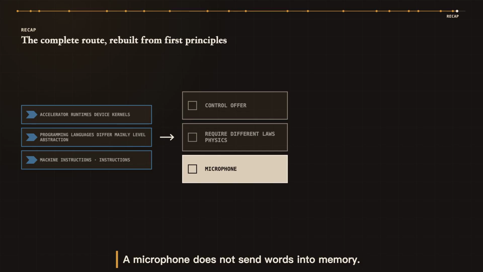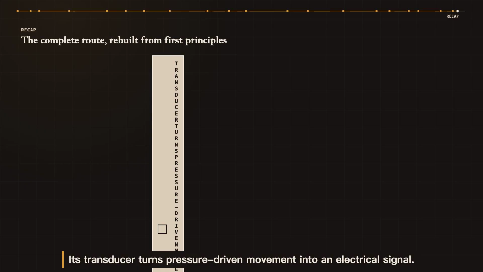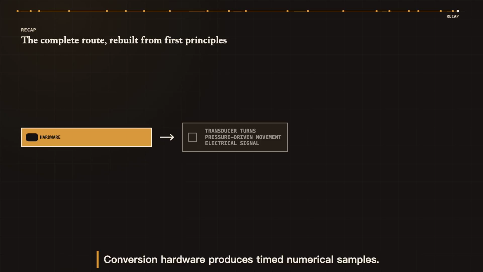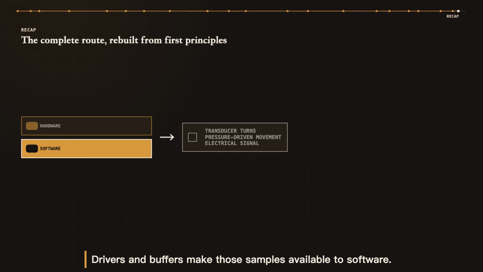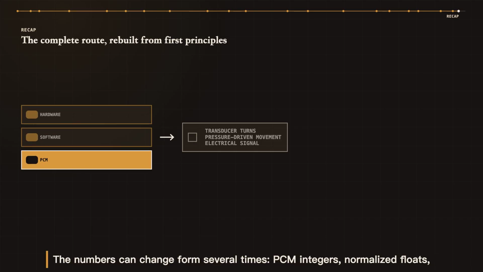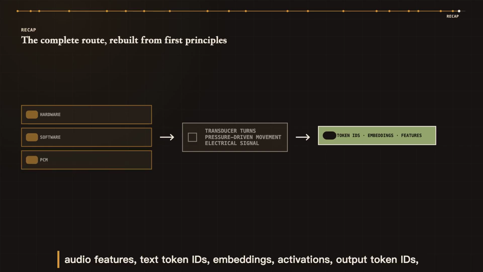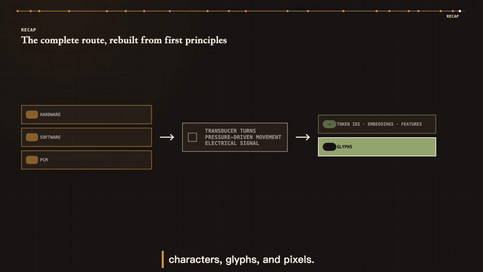A microphone does not send words into memory. Its transducer turns pressure-driven movement into an electrical signal. Conversion hardware produces timed numerical samples. Drivers and buffers make those samples available to software. The numbers can change form several times: PCM integers, normalized floats, audio features, text token IDs, embeddings, activations, output token IDs, characters, glyphs, and pixels.